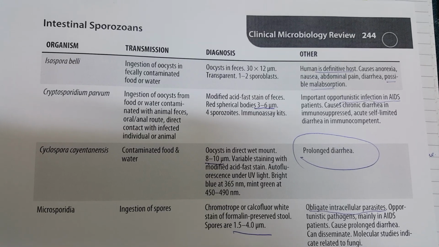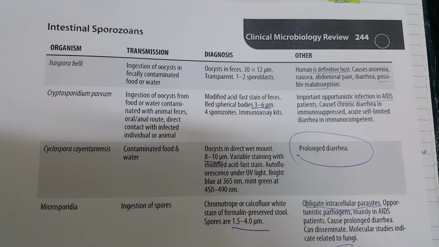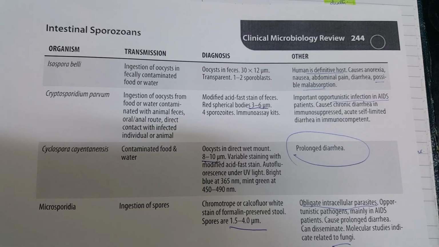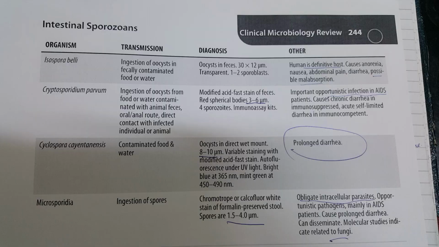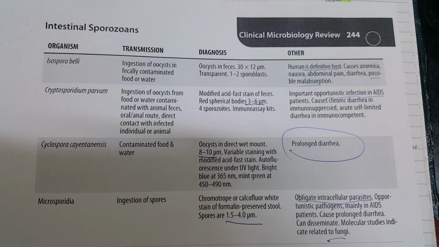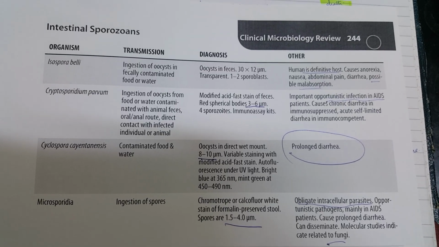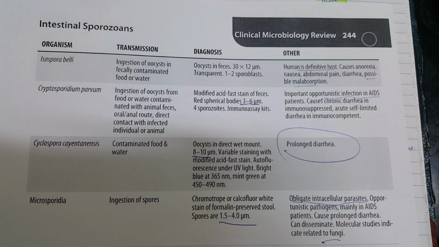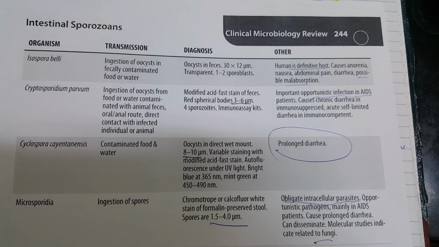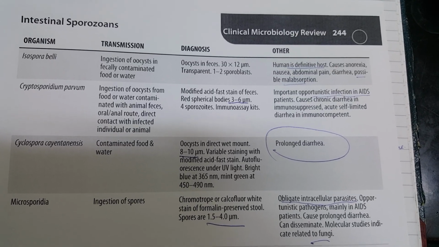Among the class of intestinal sporozoans, Isospora belli is a very important organism. Infection starts from ingestion of oocysts in fecally contaminated water and food, and diagnosis is by detection of oocysts in the feces, which are 30 by 12 micrometers, transparent, with 1 to 2 sporoblasts. The human is the definitive host, and it causes anorexia, nausea, abdominal pain, diarrhea, and possible malabsorption.